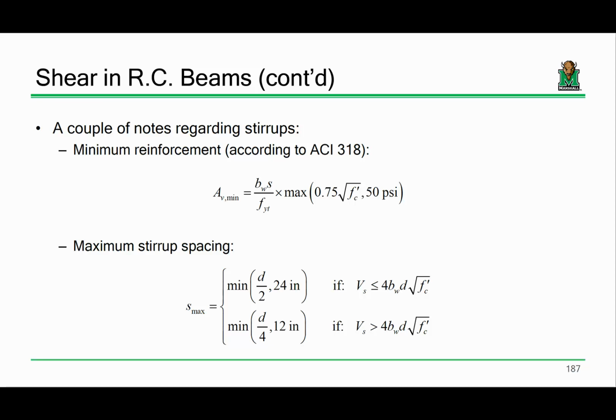There's also a maximum stirrup spacing that you need to adhere to. So in regions that you need stirrups, even if you don't need that many of them, you still need to space them out a certain amount so that they're effective. So your S max is either the minimum of d over 2 or 24 inches, or the minimum of d over 4 or 12 inches, depending upon what your Vs is. It's not that big of a deal at this point. Again, these values will come in more from a design standpoint.